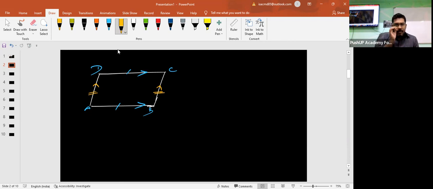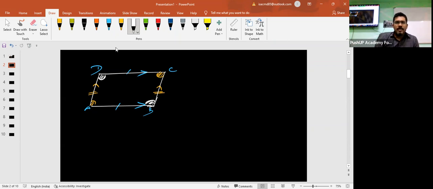Okay. Now, one more thing. Always remember the opposite angles of a parallelogram are always equal. What did I say? The opposite angles of a parallelogram are always equal. So angle A and angle C are equal, and at the same time angle B and angle D are equal. In class 8, in the chapter Understanding Shapes, we had learned this concept: the opposite angles in a parallelogram are equal.